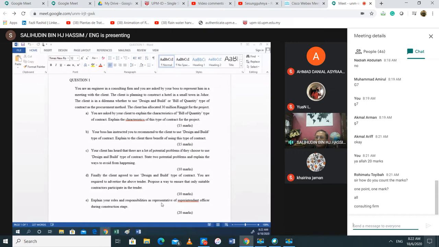This is very simple. You have to prepare for the what? Of course, report. You have to check whether the contractor do according to the drawing quality, and then you have to prepare the payments certificate.